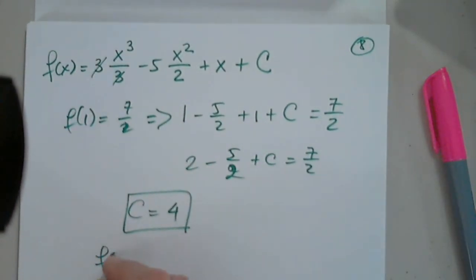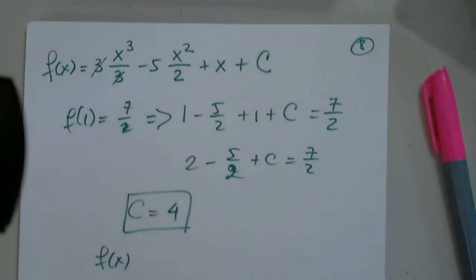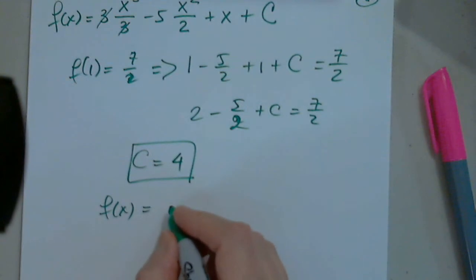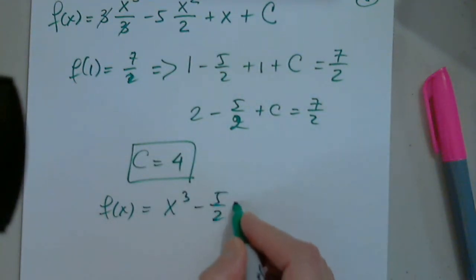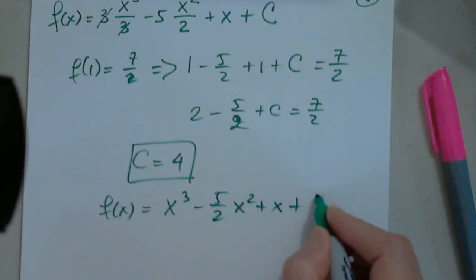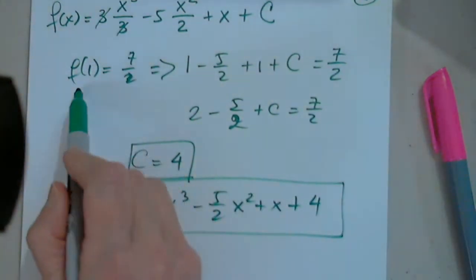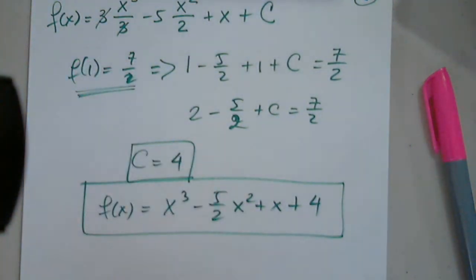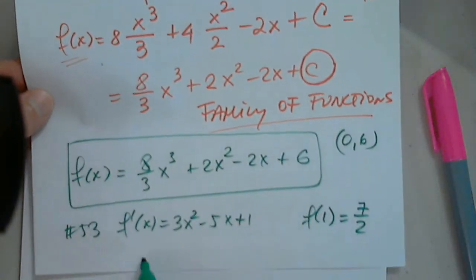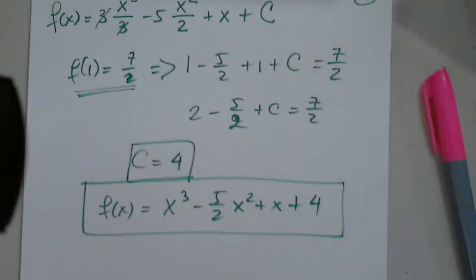So the function, the unique function that fulfills the given conditions is this. Guaranteed that it passes through this point, and guaranteed that it has this derivative. Any questions on this?